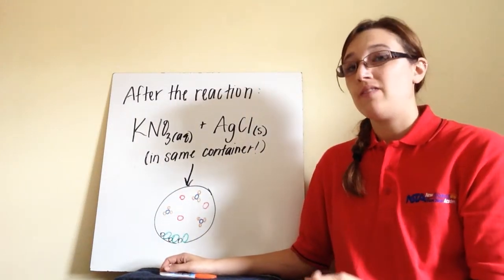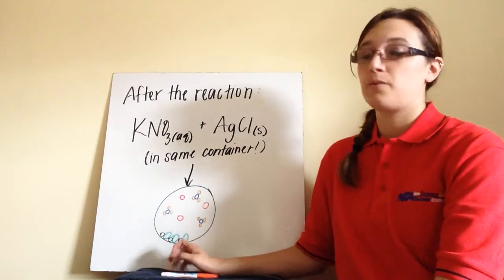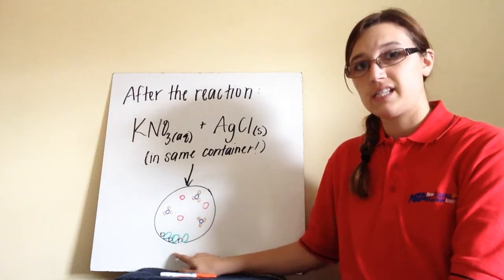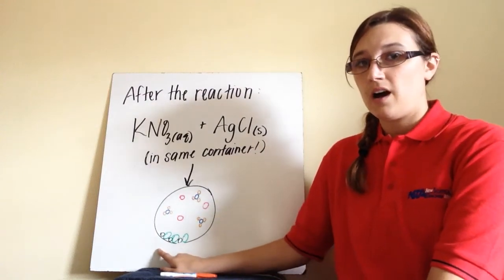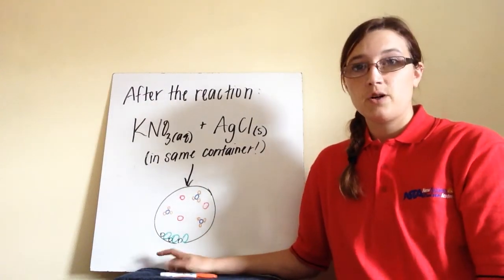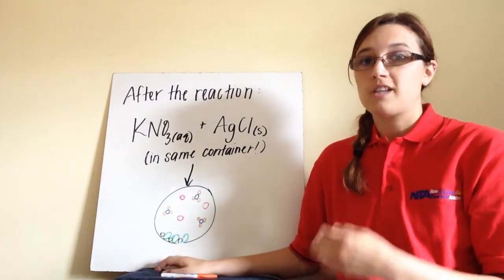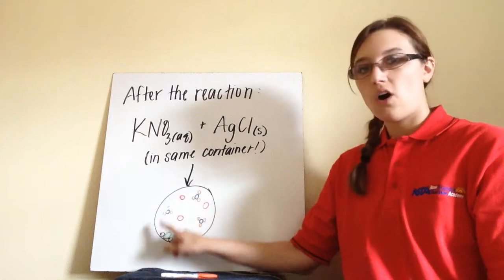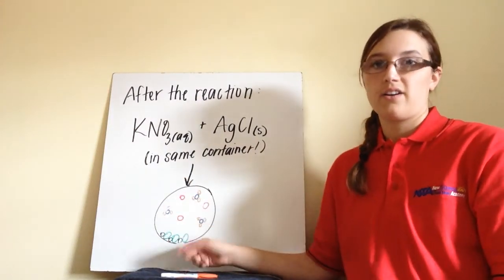So if we were to write the net ionic equation for this reaction, we would simply be showing the formation of this solid at the bottom of our diagram. The net ionic equation is just showing the solid, in this case, that was formed, and we ignore all of these ions that are in solution.